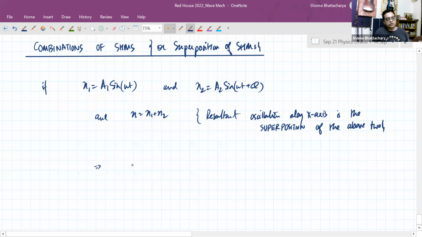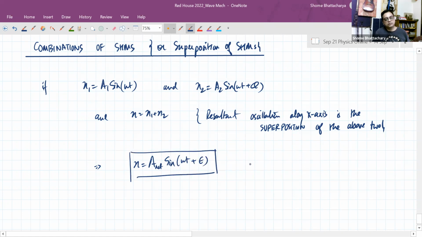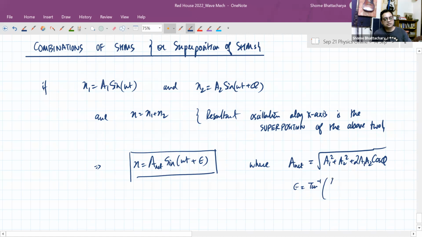Then there's a particular way of solving this, and that shows that the superposition results in this kind of a term, where the net amplitude is given by this kind of formula. So we'll do a derivation of this also very soon, but I just want to make you familiar with the formula first. It's very similar to the vector formula actually, even though it's not a vector addition.